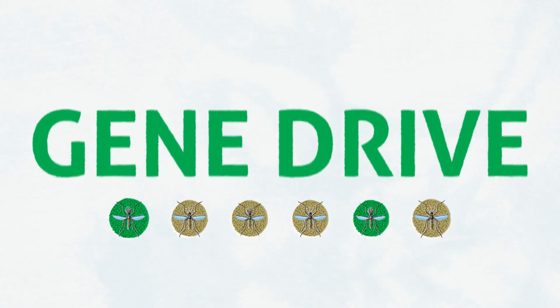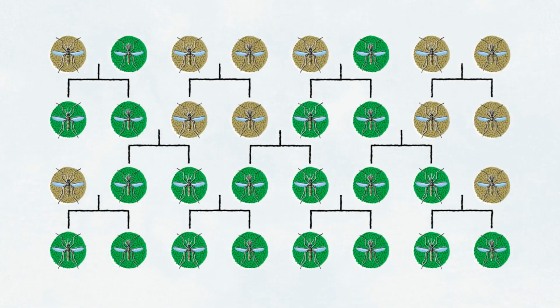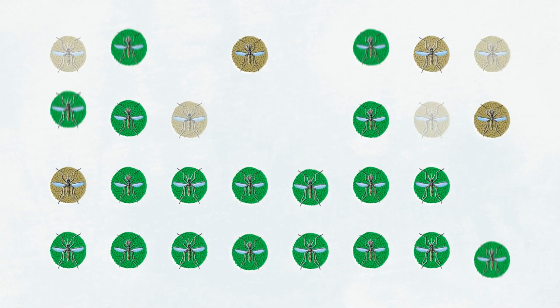We use gene drive technology to ensure that this modification is spread across the target mosquito population from one generation to the next. Let's take a closer look at how this approach works. We start by inserting a genetic modification that disrupts a gene essential for female fertility into mosquito embryos.